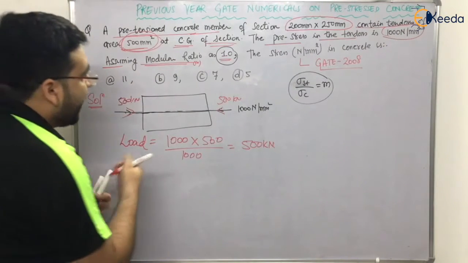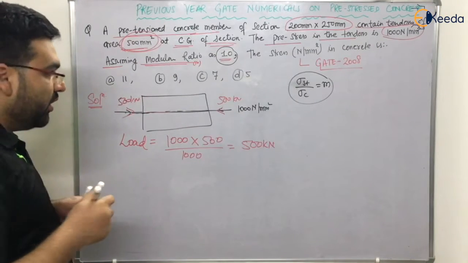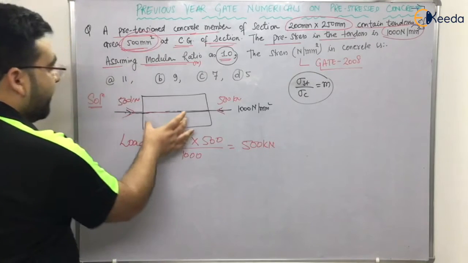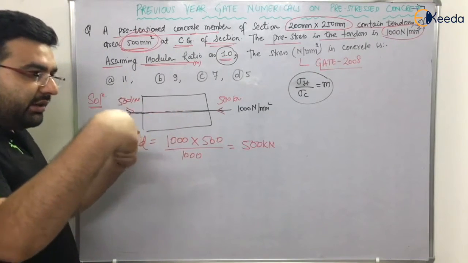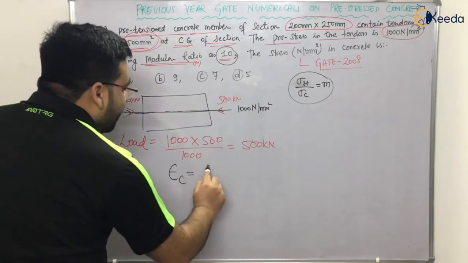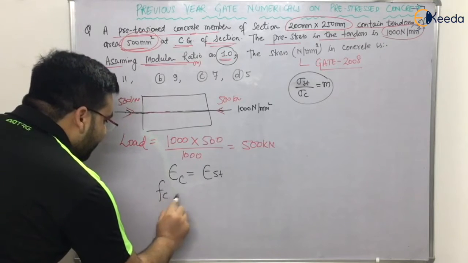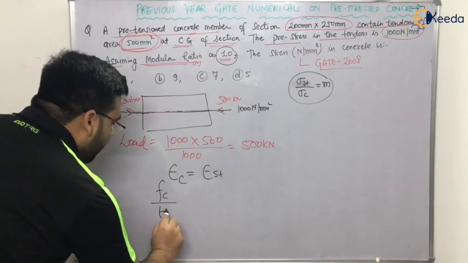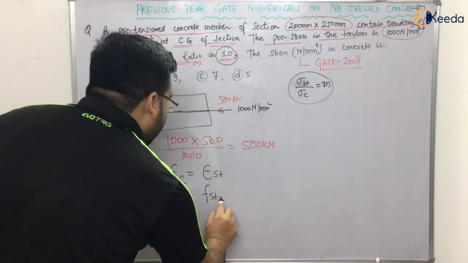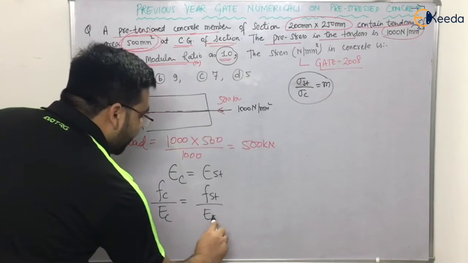Now, how to calculate the stress in steel? Let us take the help of the modular ratio. From the compatibility of strain, if there is no slip condition, the bars are not slipping, so the strain in concrete will be equal to the strain in steel. I can say that the stress in concrete divided by the modulus of elasticity of concrete will be equal to the stress in steel divided by the Young's modulus of elasticity of steel.